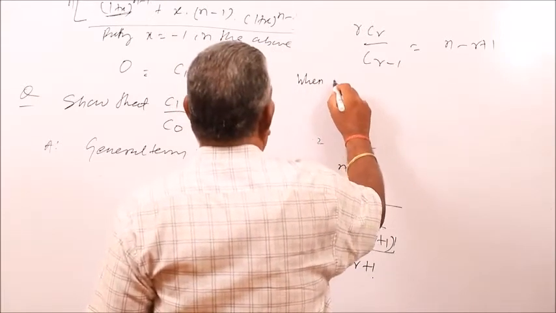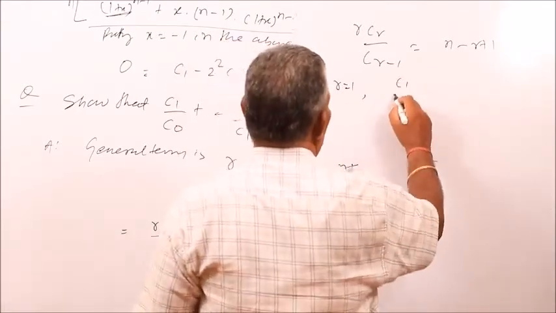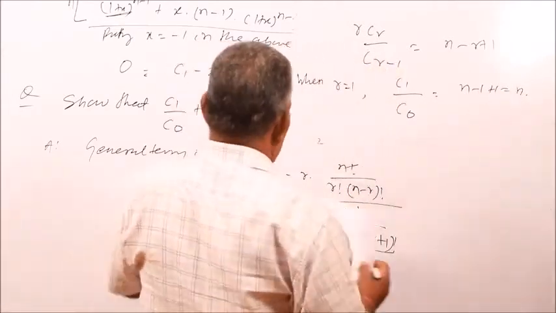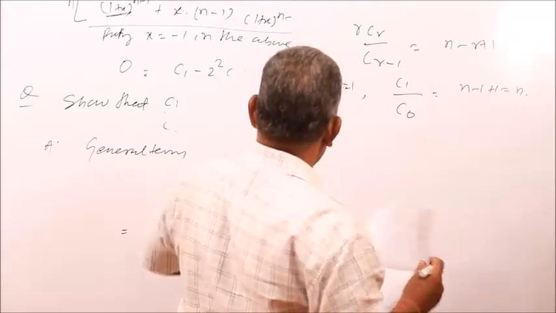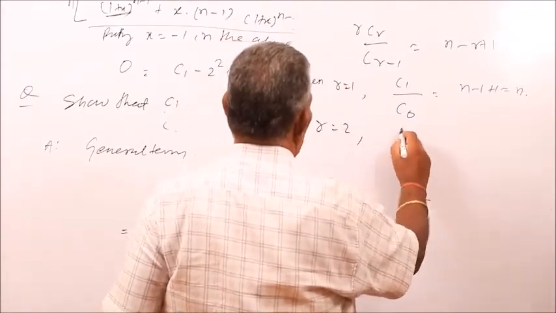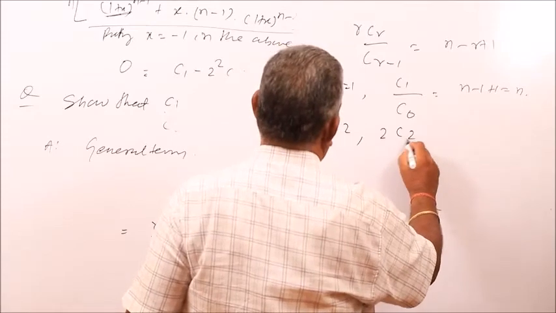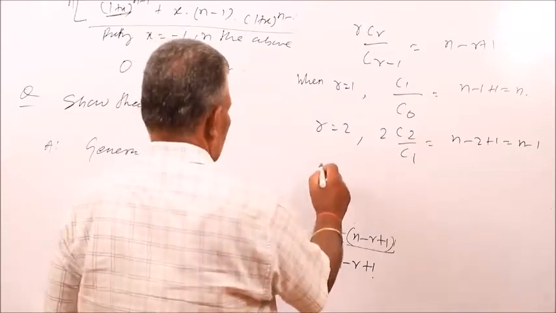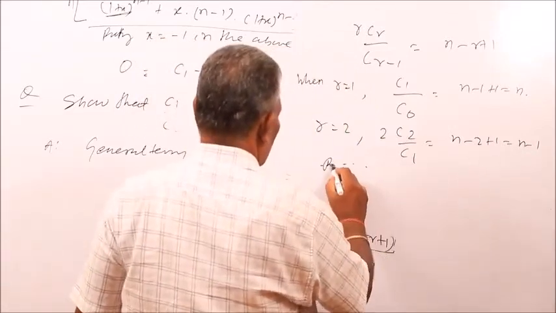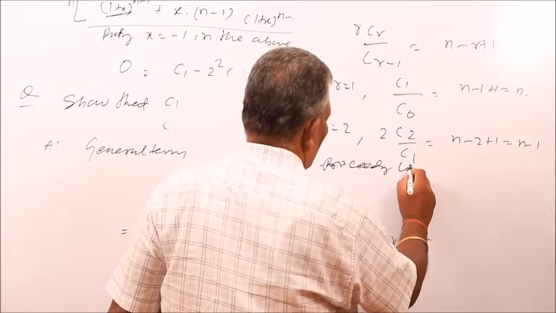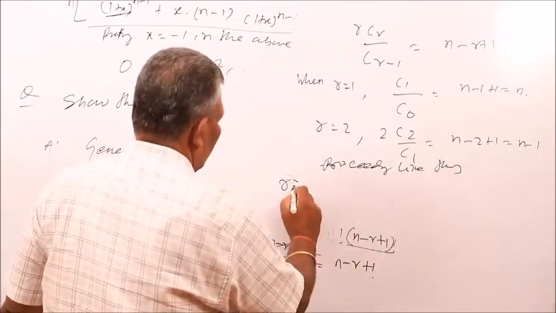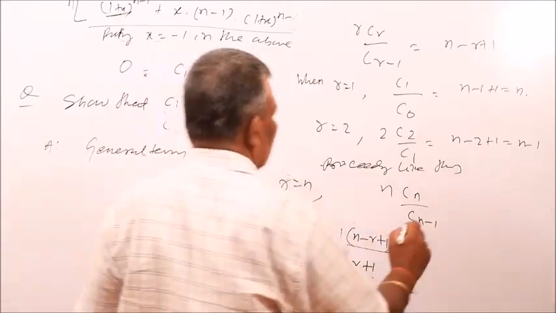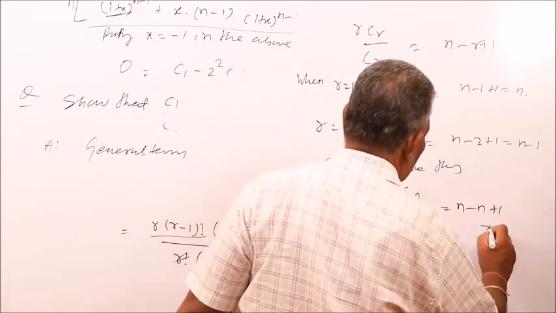When r equals 1, what happens? C1 by C0 equals n minus 1 plus 1, that is n. Taking r equal to 2, 2 C2 by C1 equals n minus 2 plus 1, that is n minus 1. Proceeding like this, when r equals n, what happens? n Cn by Cn minus 1 equals n minus n plus 1, that is 1.